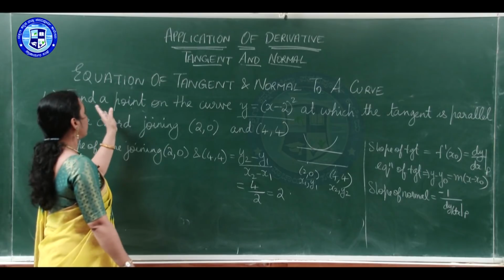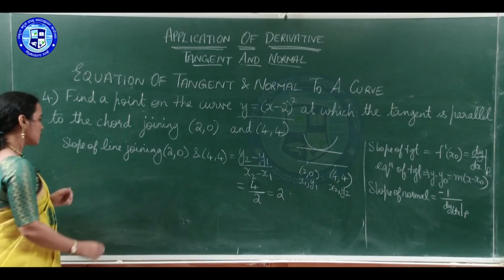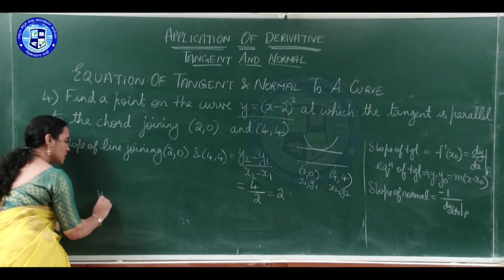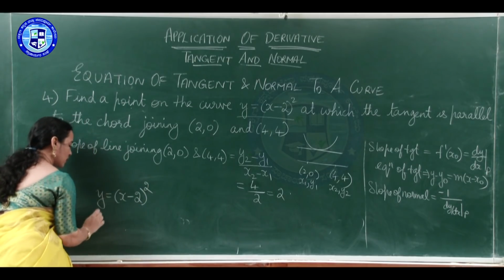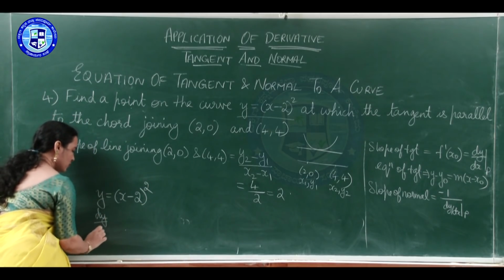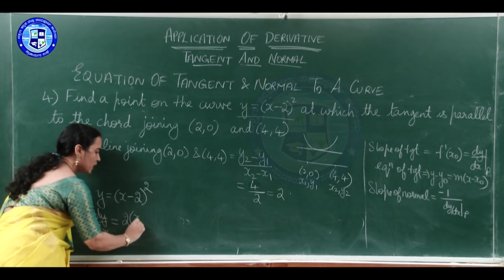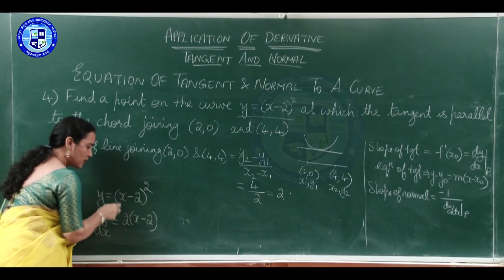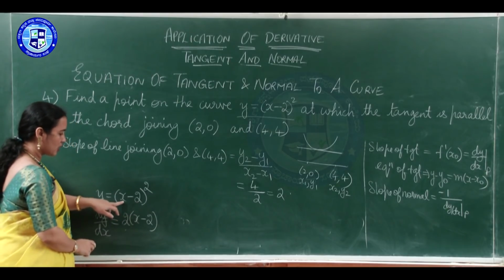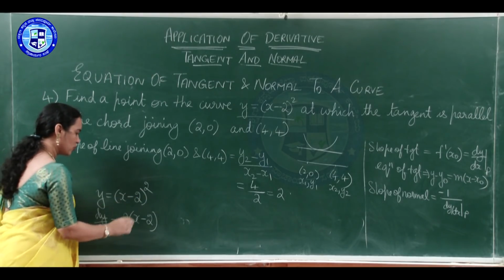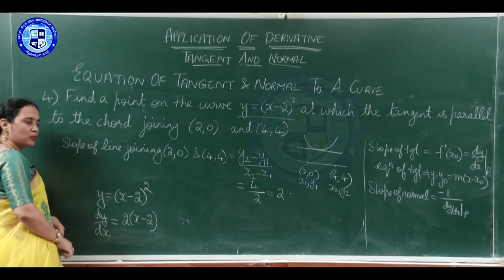Next, find a point on the curve y is equal to x minus 2 the whole square. So, as usual, differentiate the given equation. You have y is equal to x minus 2 the whole square. So, when you find the derivative of this, you will get dy by dx is equal to 2 into x minus 2, that is, bring the power down, subtract 1 from the power. Then when you differentiate x, you will get 1, minus 2 when you differentiate, 0. So, dy by dx will be equal to 2 into x minus 2.